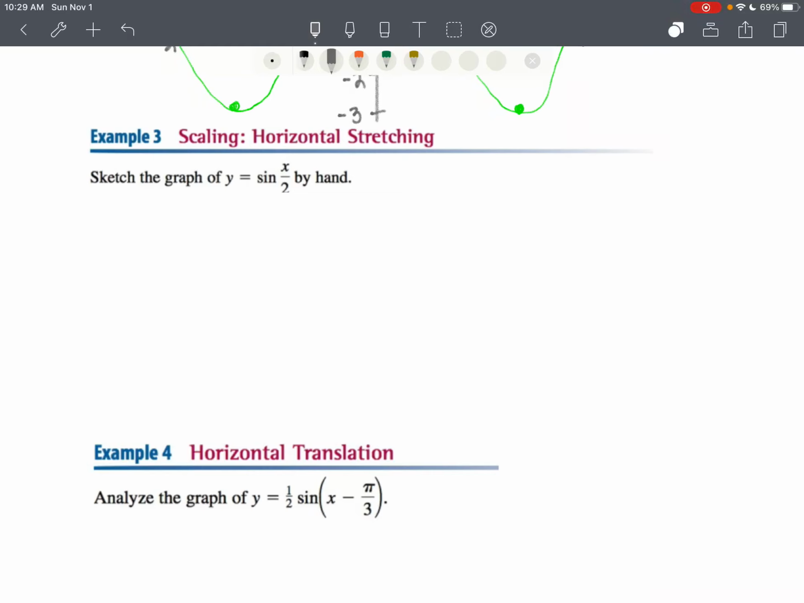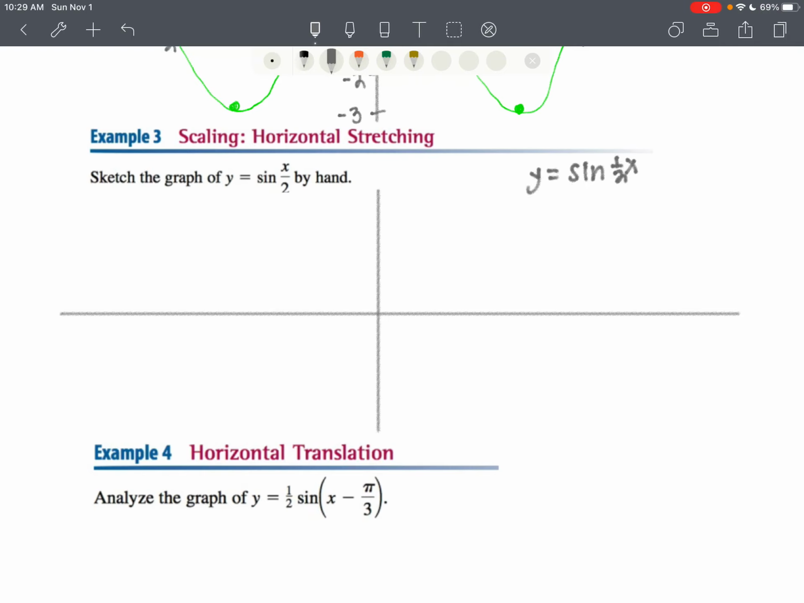Okay, we're going to use the sine function to demonstrate a horizontal stretch. Y equals the sine of x over 2. So I'm going to start with drawing, of course, my horizontal and vertical axes. And I see that I have y equals the sine of x over 2. So y equals the sine of 1/2 x is another way to write that.